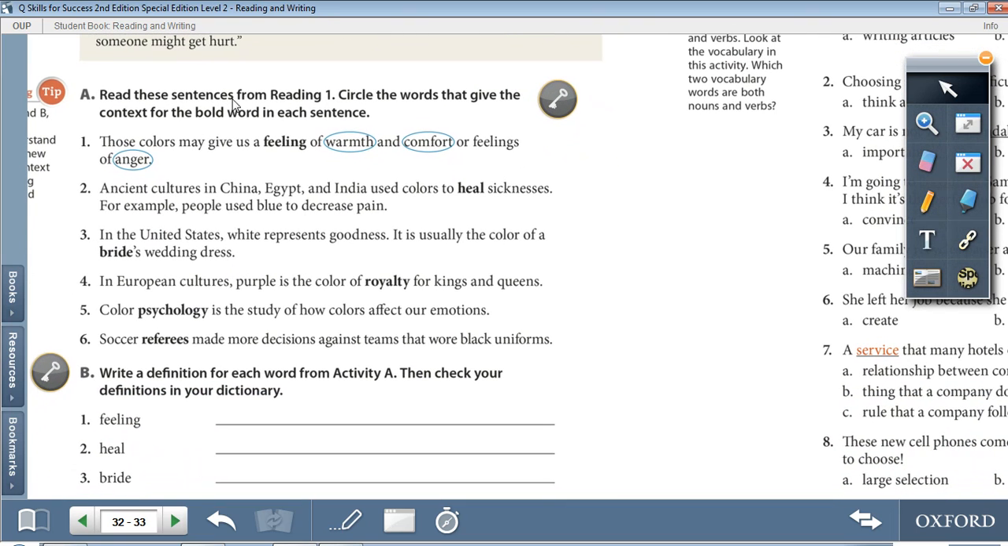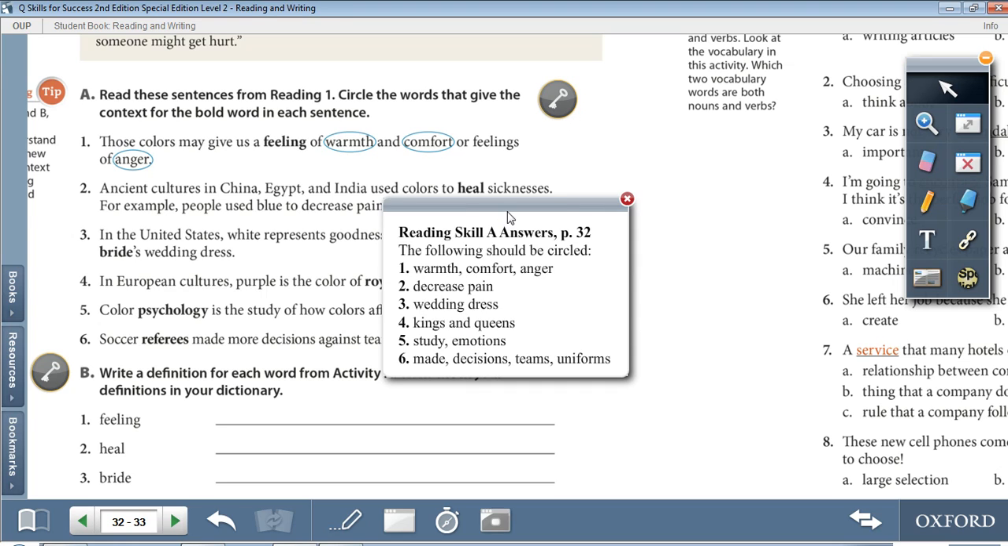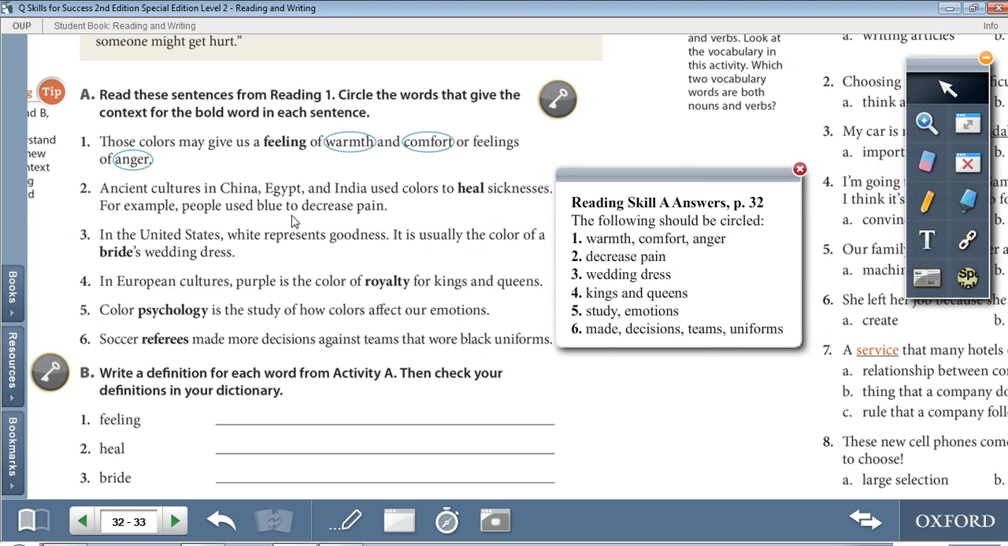Activity A. Read these sentences from reading 1. Circle the words that give the context for the bold word in each sentence. Look at the example. Number 1. Those colors may give us a feeling of warmth, circle, and comfort, circle, or feelings of anger. So you circle here anger, comfort, and warmth, which all are different feelings. 2. Ancient cultures in China, Egypt, and India used colors to heal sickness. For example, people used blue to decrease pain. Circle decrease and pain.